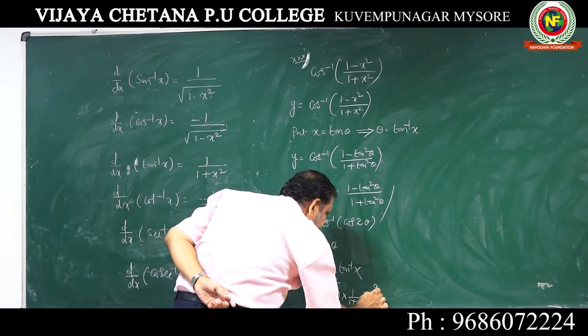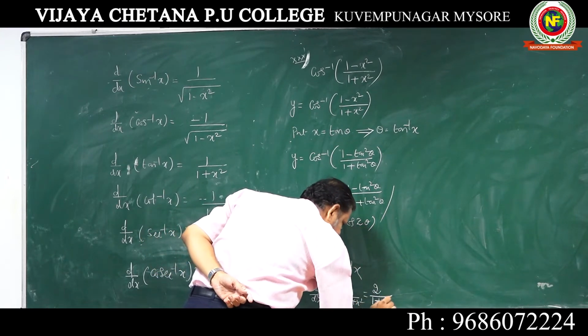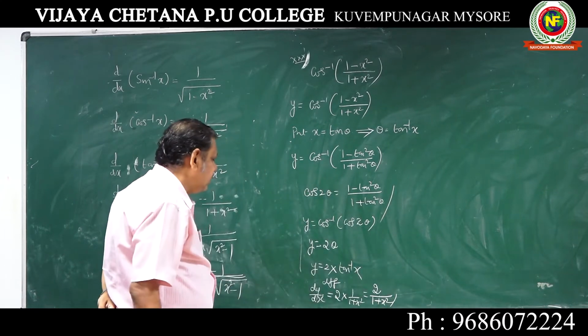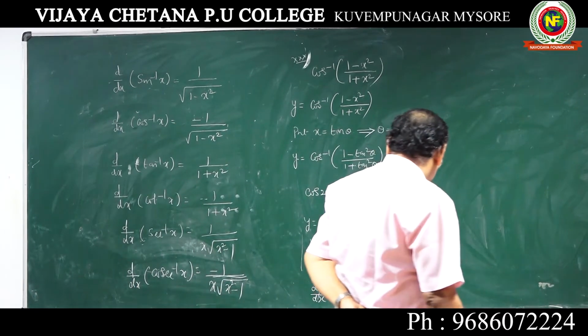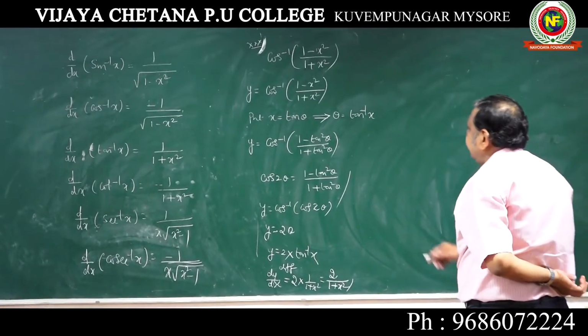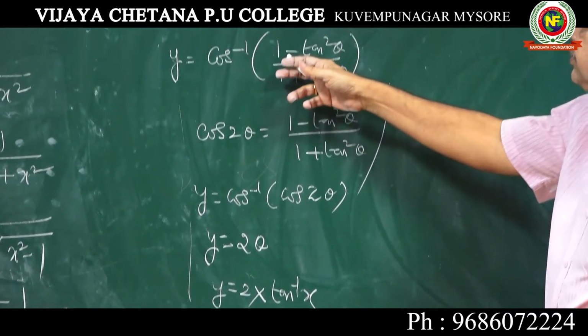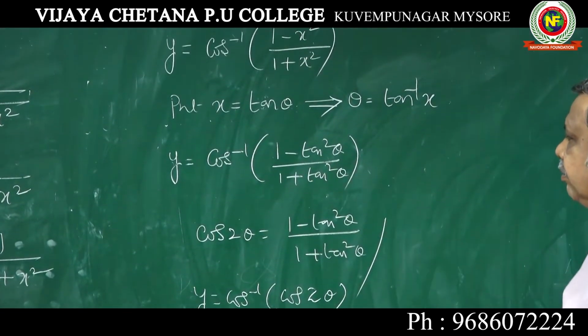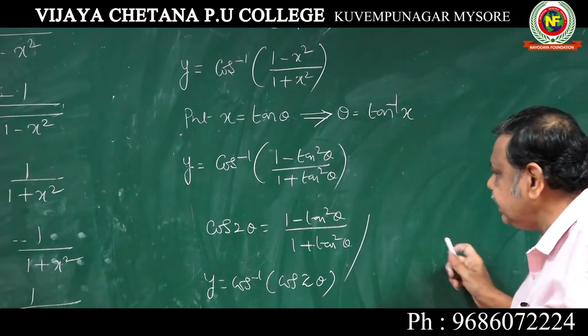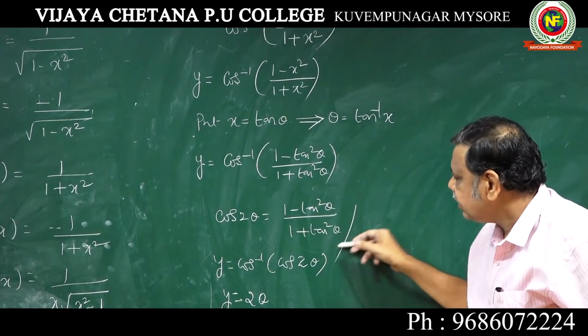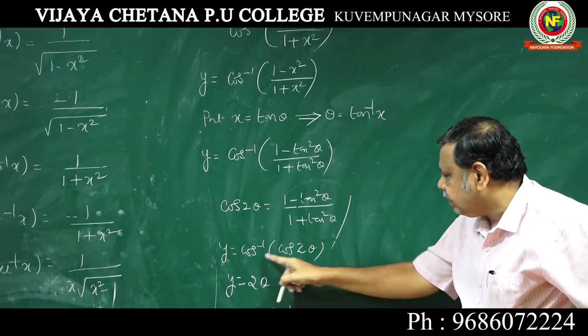Please note, the answer is 2 over 1 plus x square. I will explain again. X equal to tan theta, theta is tan inverse x. We have substituted x is tan theta. 1 minus tan square theta by 1 plus tan square theta is nothing but cos 2 theta. This is what we are putting.